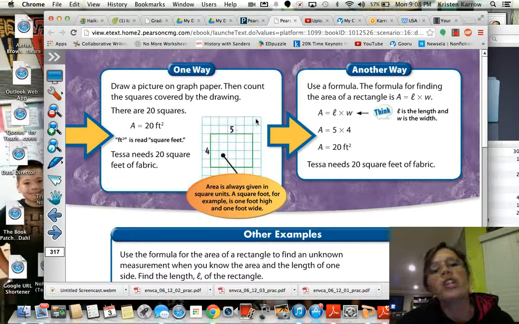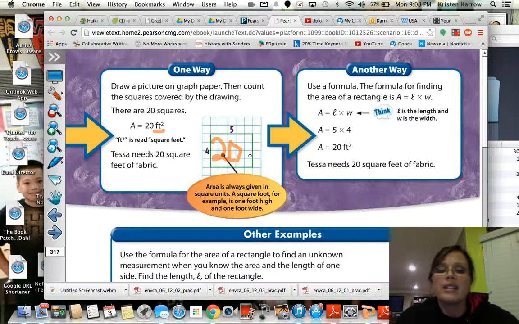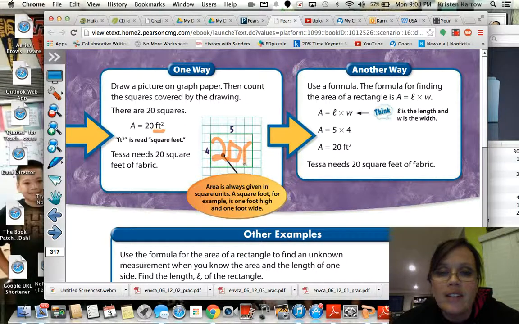You can draw a picture and you can count the squares, pretending that each of those little squares are your units. In this case, feet would be our units. And so if we counted all of these squares, we would have 20. And then we write square feet as feet with a little exponent of 2, because when your exponent is 2, it's actually squared. All right, and that's what we read here. Tessa needs 20 square feet of fabric.